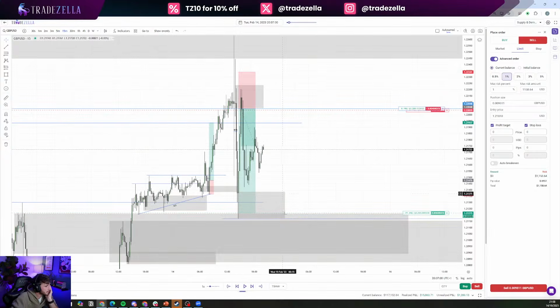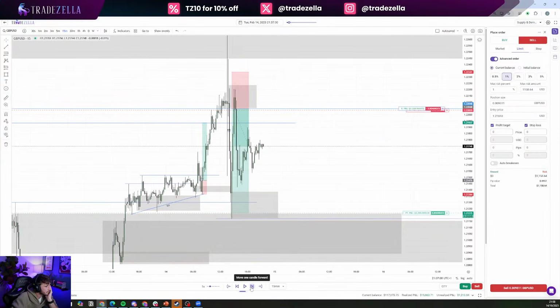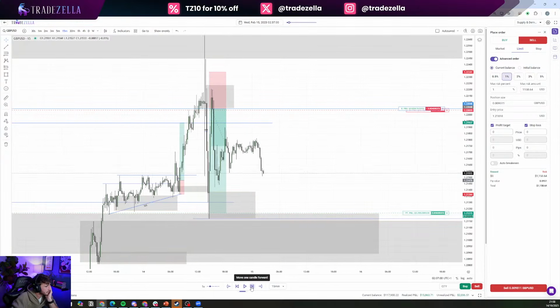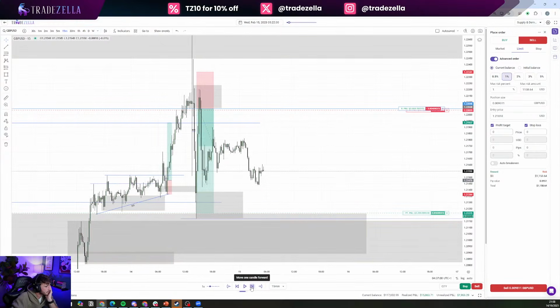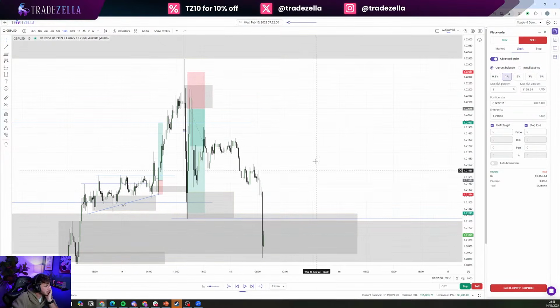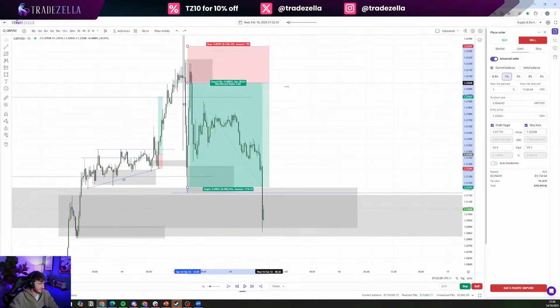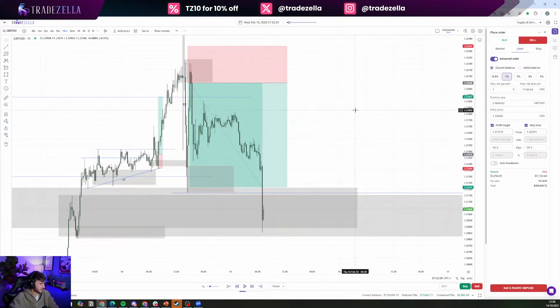Okay, let's speed this up. It's a slow one. Okay, and we do end up getting our target there. So good stuff. But realistically, in real life, are you holding that? That's a long old hold, right?